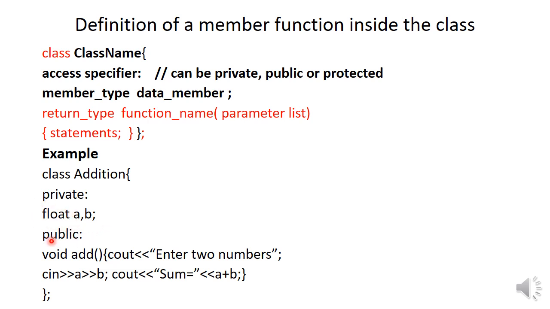So we have two class variables, or two class data members, with member type float. And also we have a member function which has been defined inside the class, and the member function is called add. Here we have no arguments or parameters, and the return type of this member function is void, and inside the body of this member function we have some statements. So we have: enter two numbers, cin A, B, and cout sum. It means that the target of this member function is to accept two different numbers from the keyboard and then calculate and display the sum of two numbers.